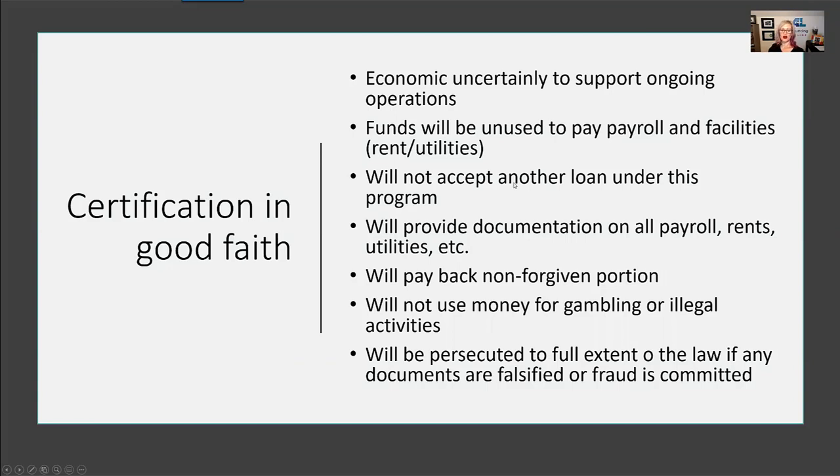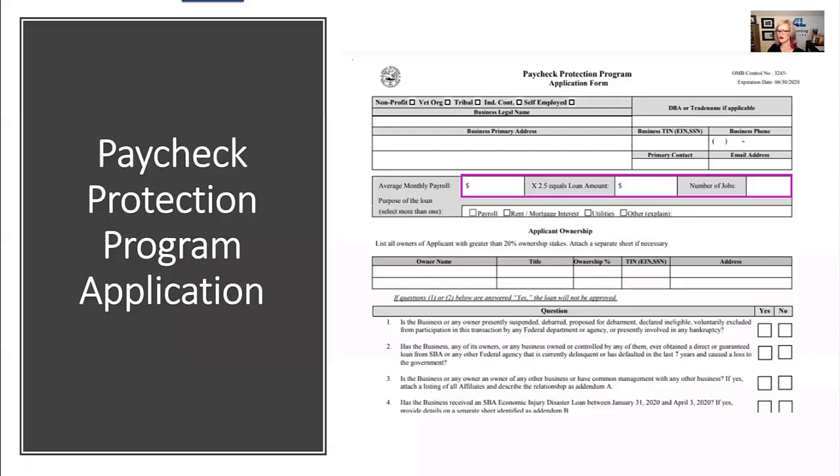And then that you are going to provide the required documentation for payroll, rents, utilities, and that you will pay back the non-forgiven portion of this loan, and that you're not going to go gambling, you're not going to go on vacation, you're not going to do anything illegal, buy drugs, whatever. So it makes sense. Yeah, I get it. So then you'll be prosecuted if you do. All right, seems like a pretty easy thing to say I get it.